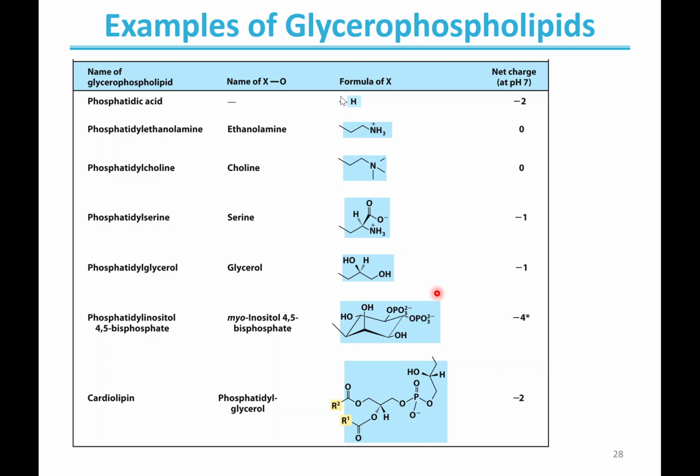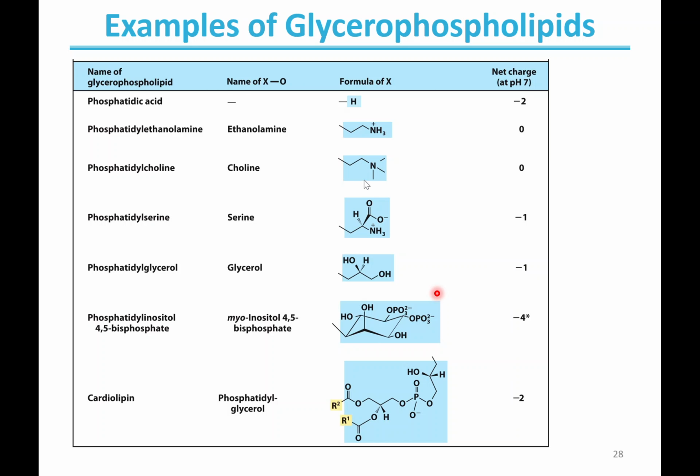Right, so if there's just a phosphate group on that phospholipid, its net charge is going to be -2. Okay, the ethanolamine or the choline, they're going to have positive charges. They'll cancel out with the -1 charge of the phosphate group. They're going to have a net of 0. And these serine and glycerol both are neutral, so the only charge that you'll see is from the -1 from the phosphate group. So those both have a -1 charge.